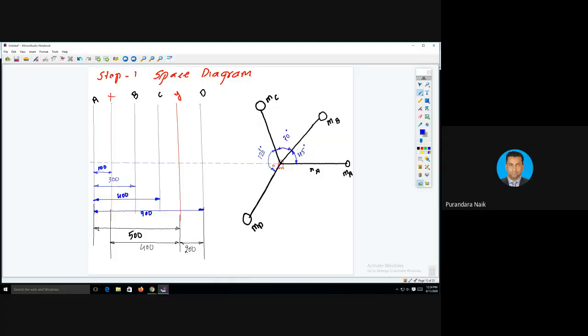120 degree. Now, MX and MY, we don't know the angle, we don't know the magnitude. So you can take somewhere here. I'm going to show MX and MY. So MX, I'll take somewhere here because MA, MB, MC is on the top side. Here we have only one mass, that is MD.